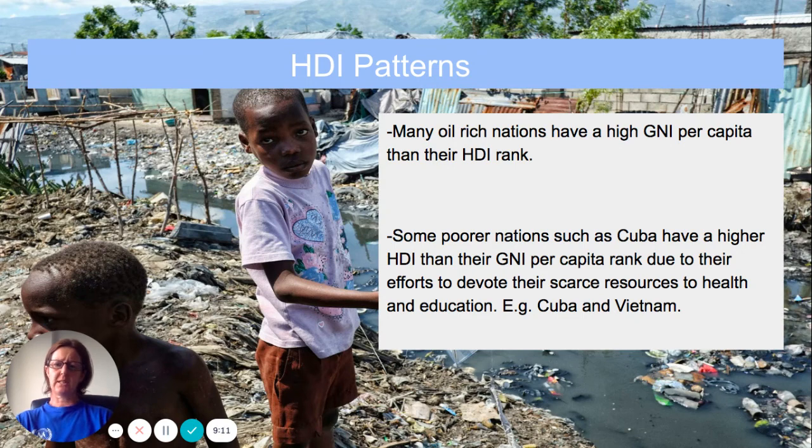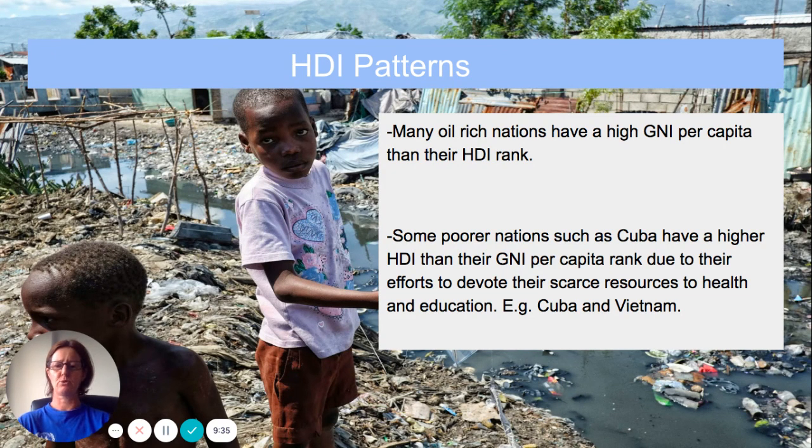What I might also see is, if I look at patterns, many of my oil-rich nations, they might have a high GNI per capita. It might be a lot higher than their HDI rank, so I do suggest that you go back and have a look at some of the data. Some poor nations like Cuba have a higher HDI than their GNI per capita rank, and that's because they invest heavily in health, for example, all right?